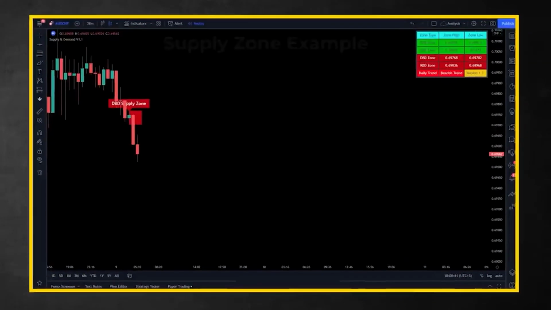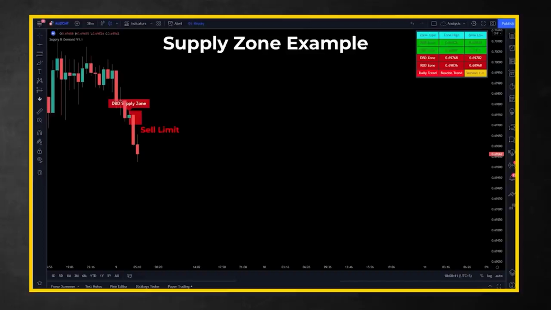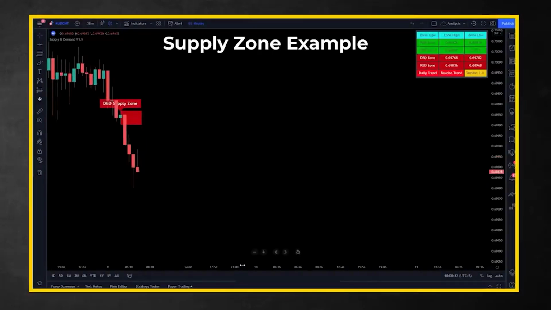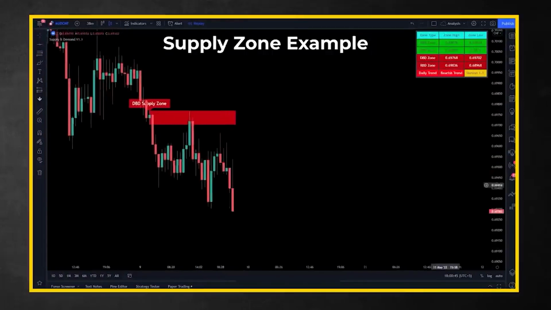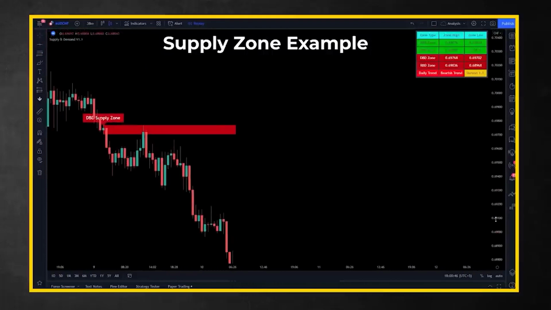Now let's go through an example of a supply zone. Here you can see the formation of a drop base drop supply zone, and the supply zone is around the base candles. In order to trade this supply zone, we will put the sell limit order at the low of the supply zone, and the market after the formation of the zone will move down and then come back in order to pick the pending orders and then again move in the bearish direction. This is how you can trade supply and demand zones.